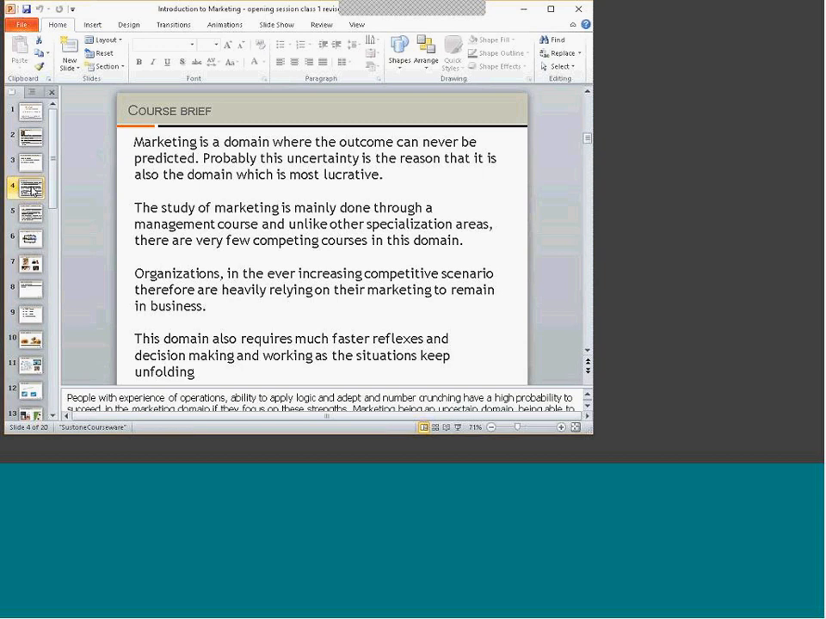Marketing is a domain where the outcomes cannot be predicted. So all you can do is ensure that the result has a greater probability of success, and to be always on your toes and make decisions as the situation keeps unfolding. So it's a very much on the ground scientific part, so to say, of management, and a lot of maths in that, as you understand it.